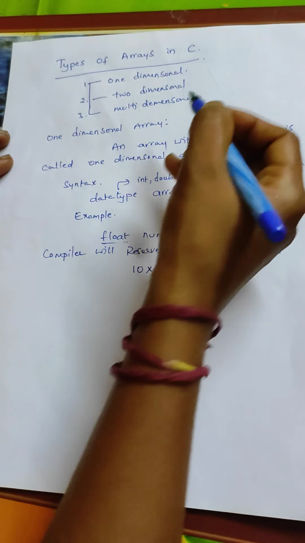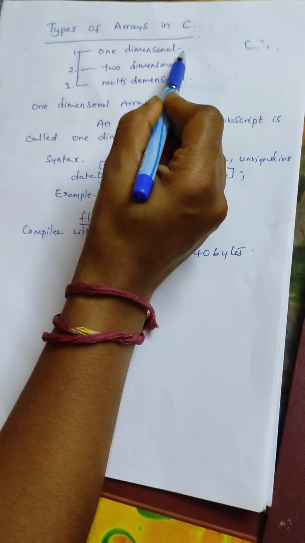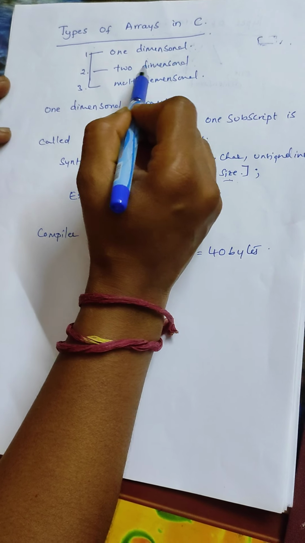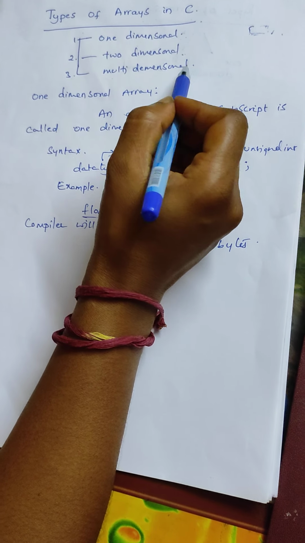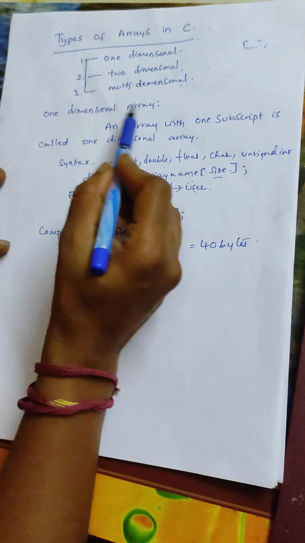So what do you mean by subscripts? Simply, we are using square brackets, right, and those are said to be subscripts. If I am using only one subscript, then it is said to be one dimensional. If I am using two, it is said to be two dimensional. If I am using more than that, it is said to be a multi-dimensional array. I will explain each and every type of array, so we will start with one dimensional array.